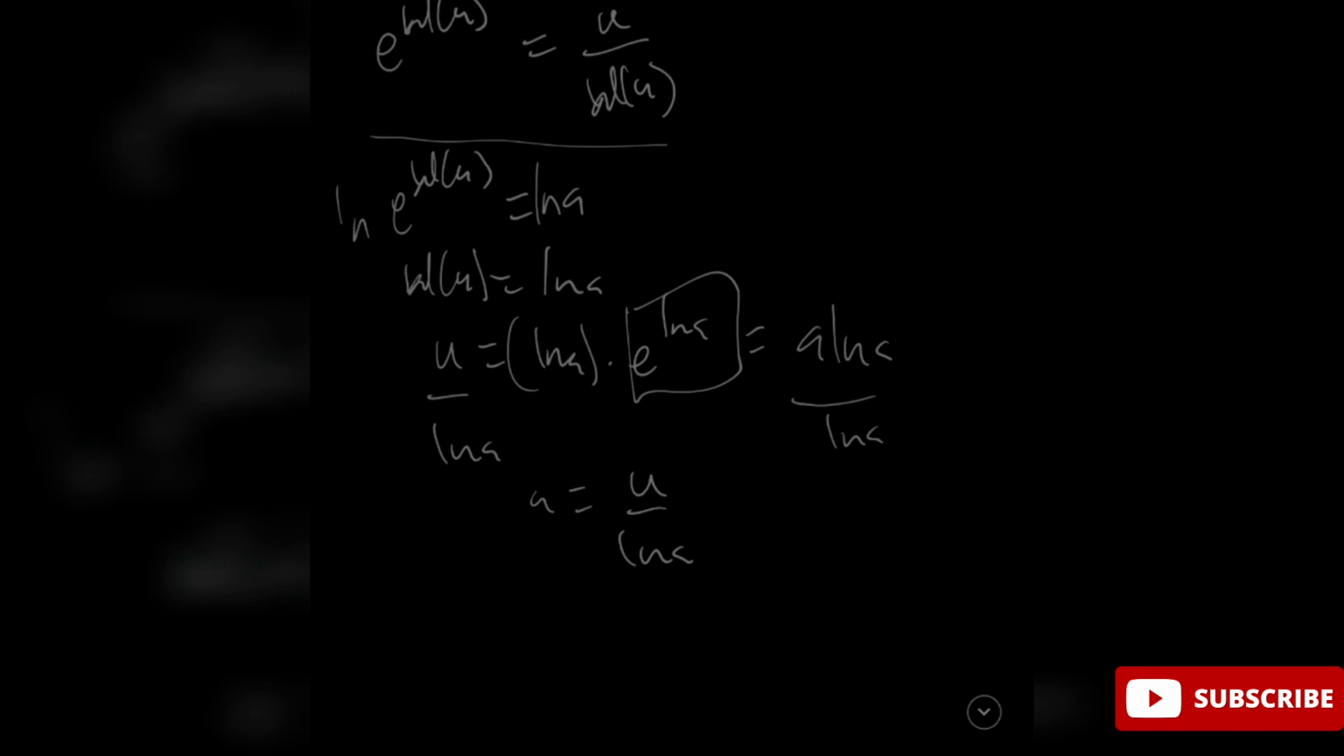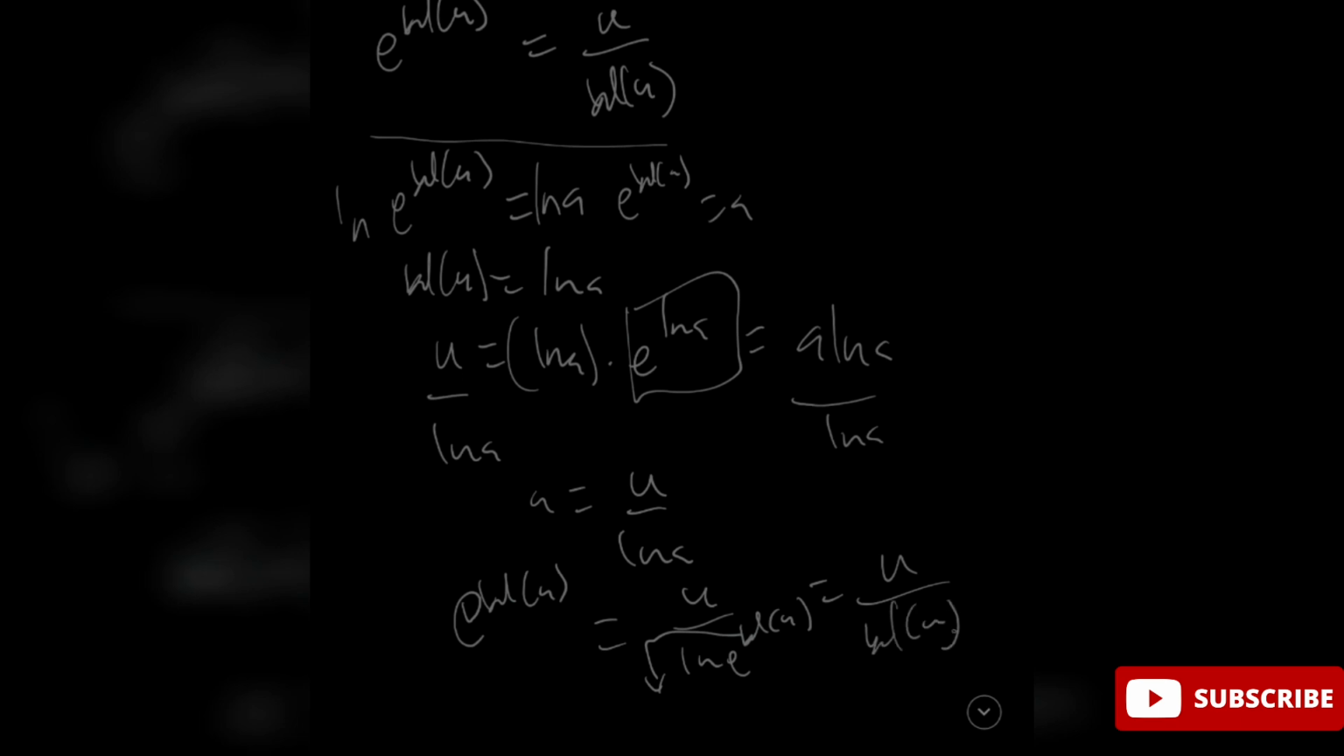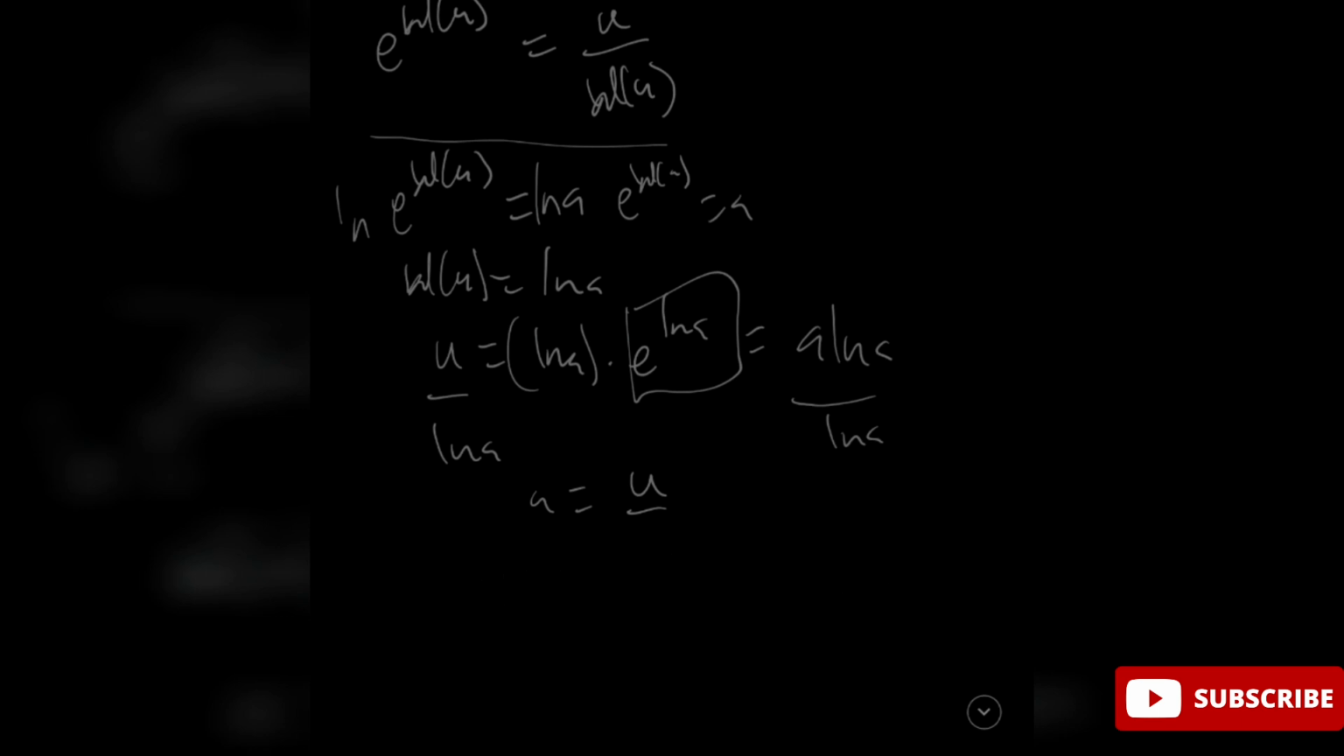All right, now what was a? A was equal to e power w of u. Okay, so e power w of u equals a. So replacing a with e power w of u, we get e power w of u equals u over ln of e power w of u. Now we can bring this to this side, so we get u over w of u. So we've proven that e power w of u is the same thing as u over w of u. So this is not really needed in the solution. I just wanted to prove it.